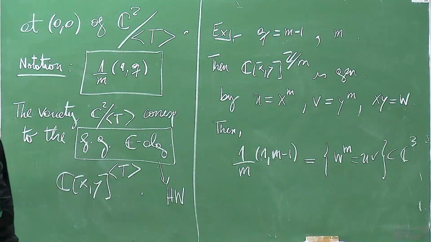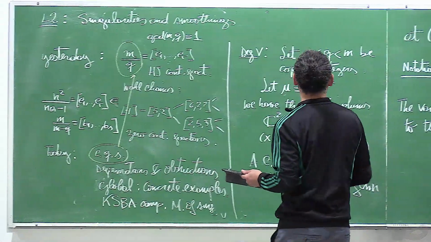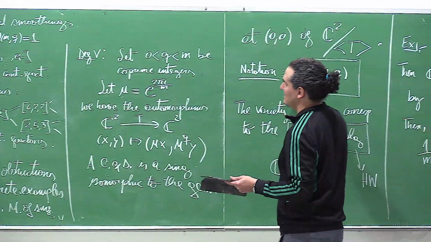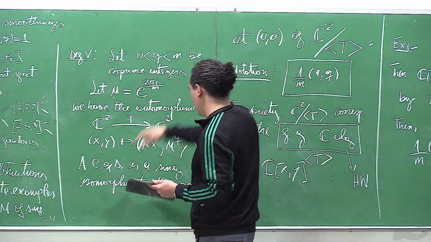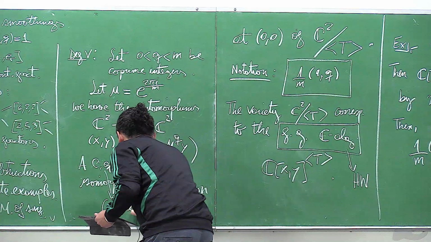Sorry? What is CQS? This is cyclic quotient singularity. So I never said that. Yeah, this is the definition of a cyclic quotient singularity, sorry. Cyclic quotient singularity.